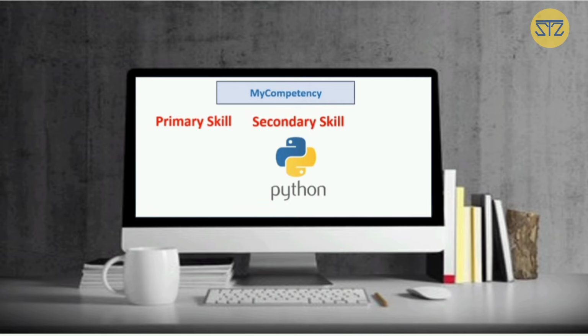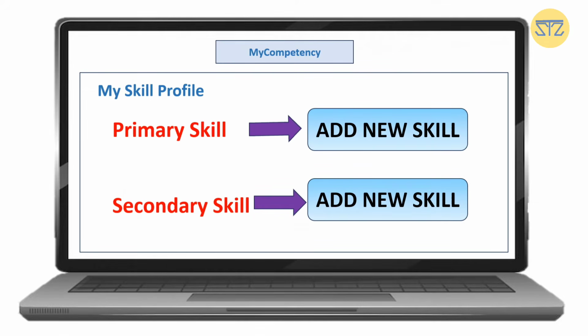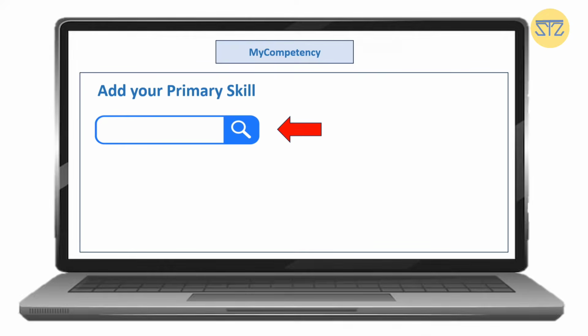Now let us see how to add primary skill and secondary skill in My Competency. Once you click on the My Competency link, you will see this My Skill profile, guys. In this you can see the primary skill with an add new skill button, and the secondary skill with an add new skill button. If you want to add a primary skill, click on add new skill beside the primary skill. Once you do, you will see a search box, guys.